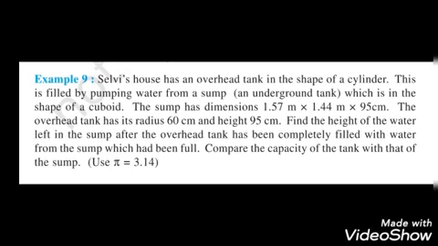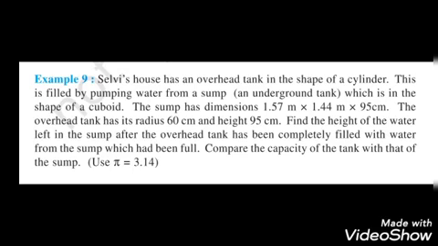So the sump has dimensions 1.57 meter into 1.44 meter into 95 centimeter. 95 centimeter is 0.95 meter. So this is the dimension of the underground tank. The overhead tank has radius 60 centimeter and height 95 centimeter. Find the height of the water left in the sump after the overhead tank has been completely filled with water from the sump, which had been full. Compare the capacity of the tank with that of the sump.